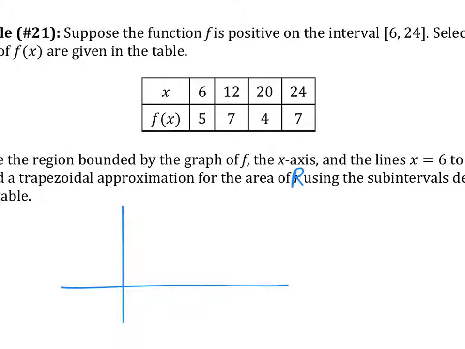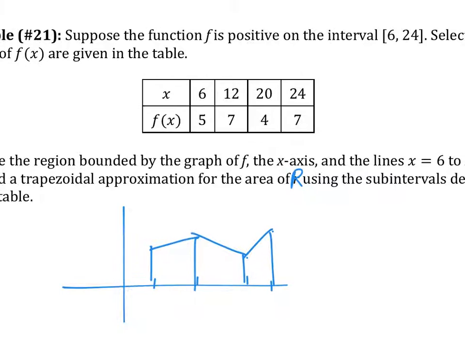Okay, so I don't know what this looks like. So what is it? 6, 5; 12, 7; 24, 7. Something like this, we don't really know how this looks, but all we care about is this trapezoid. Okay, notice there are only 3 trapezoids. So you need to find the area for 3 trapezoids and add them together. Okay, go ahead and do that.